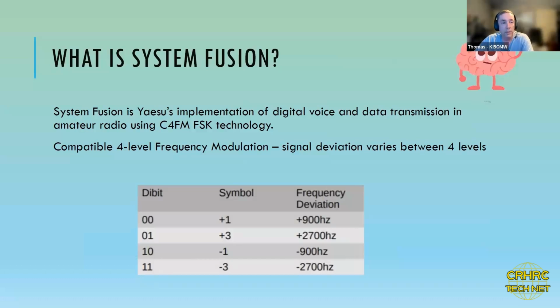As mentioned earlier, D-Star uses two states representing either a 1 or a 0. System Fusion, and also DMR if you're keeping score, uses 4 discrete deviations representing 2 bits of data each. This modulation type is called compatible 4-level frequency modulation, or C4FM. The chart here shows the 4 deviations from the carrier's center frequency and what bit pair each represents. There is, of course, no need to understand this to use System Fusion, but I did want to at least introduce it here so you can begin to understand how digital data is transmitted.